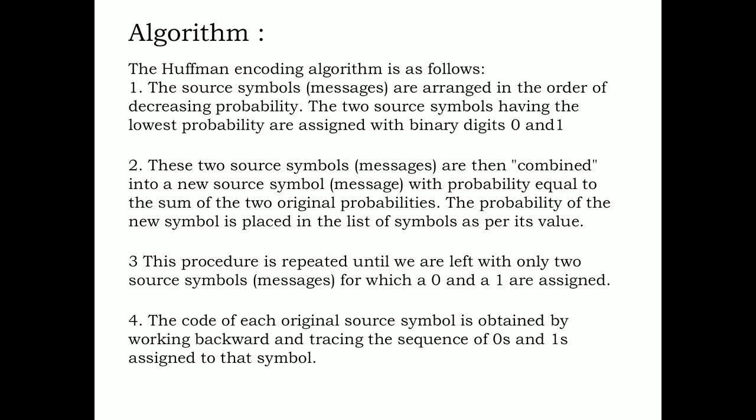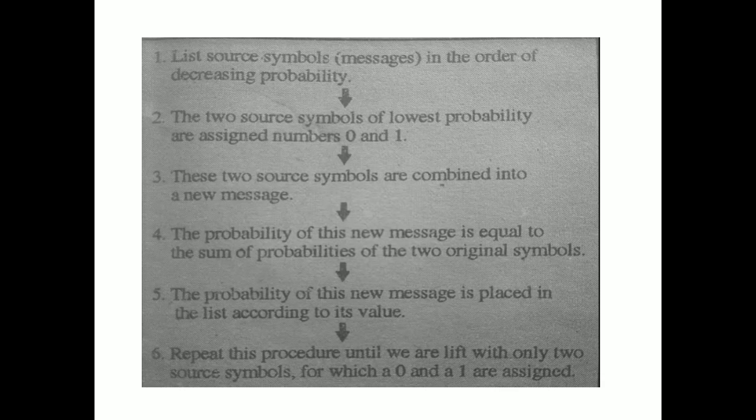So the Huffman coding can be shown in the form of an algorithm as shown in this slide. List the source symbols in order of decreasing probability. Second, the two source symbols of lowest probability are assigned numbers 0 and 1. Third step, these two source symbols are combined into a new message. Fourth, the probability of this new message is equal to the sum of the probabilities of the two original symbols.